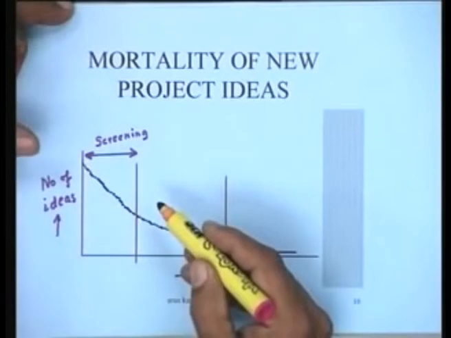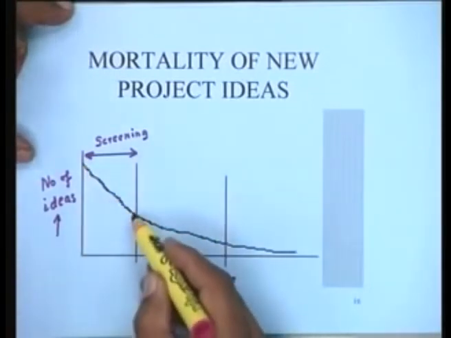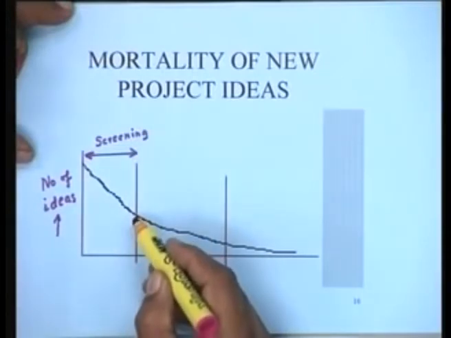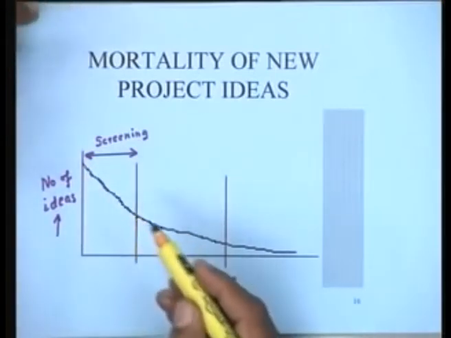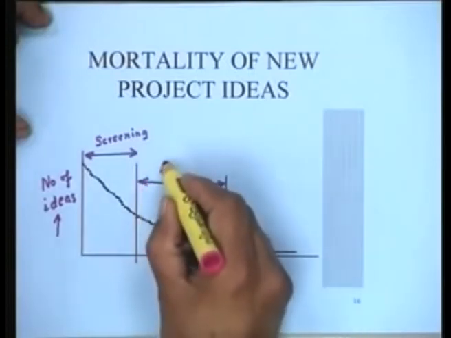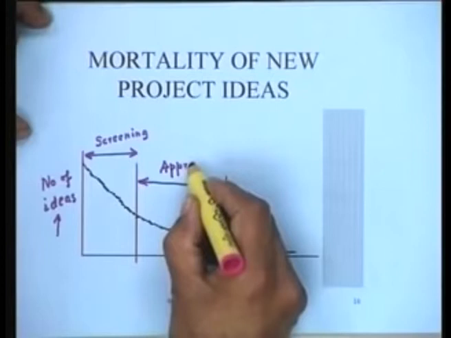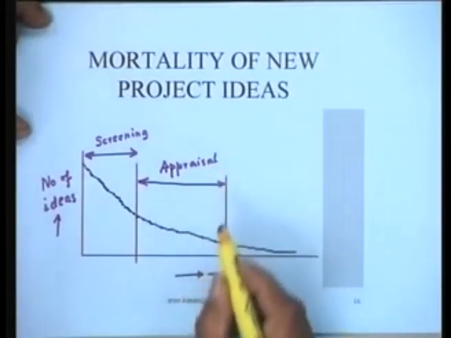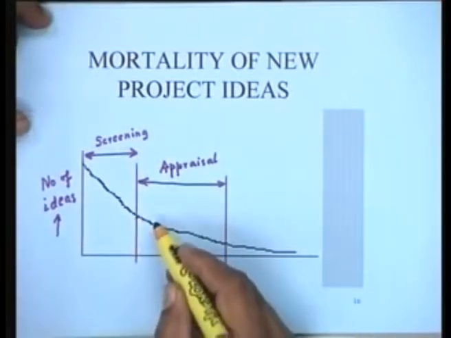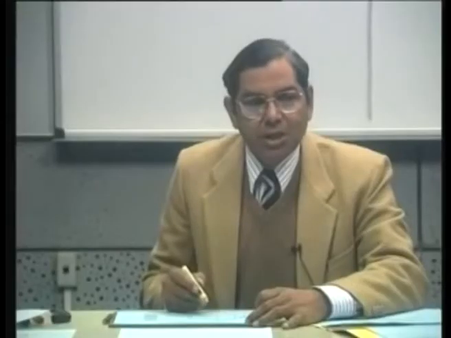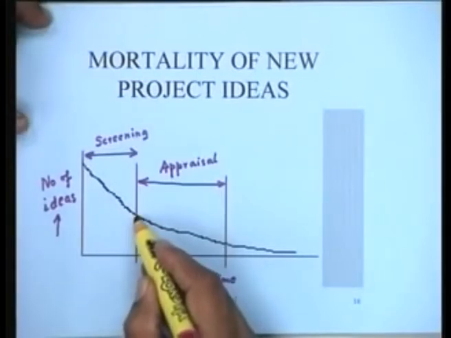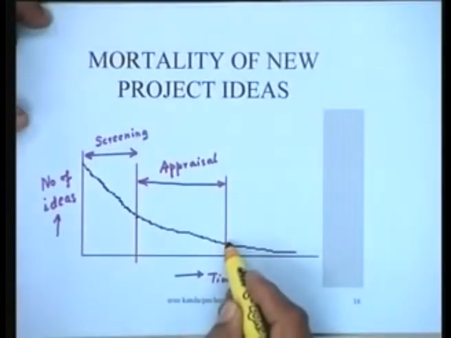I generated a large number of ideas during the brainstorming, and during this exercise the number of ideas left is less than half or 1/3 even. These ideas which have undergone screening are subjected to a more rigorous appraisal, which is what we will be talking about next time. In the appraisal process, you look at the market appraisal, the technical appraisal, the financial appraisal, the ecological appraisal, the socio-economic appraisal, and the casualty rate is much smaller here.